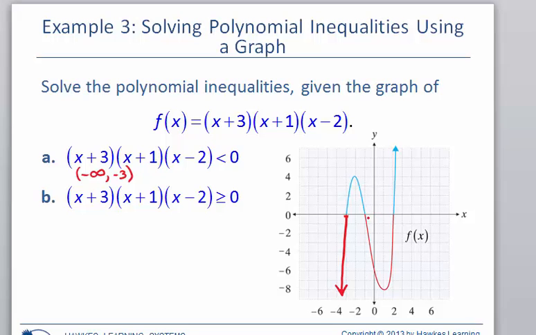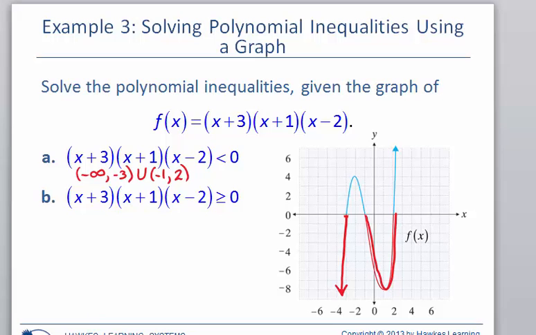We also have this part, starting at negative 1 and continuing until we get to an x value of 2. On the x-axis from negative 1 to 2, the graph lies below the x-axis. So if we are asked to solve the inequality from looking at the graph, we can say that it's less than 0 from negative infinity to negative 3, unioned with the interval from negative 1 to 2.